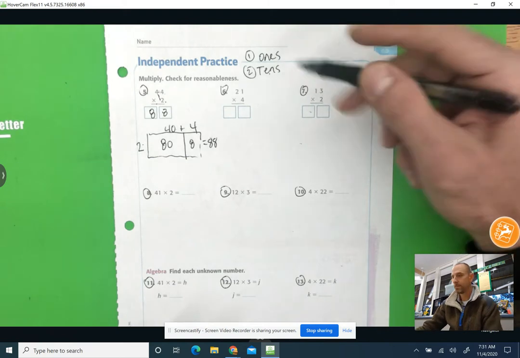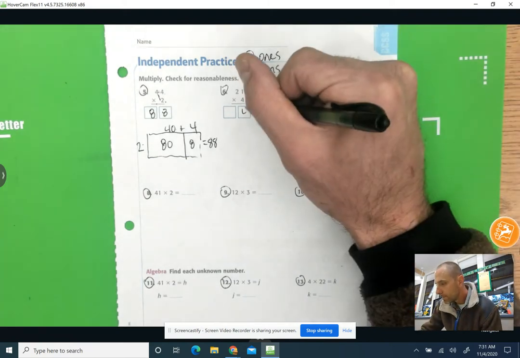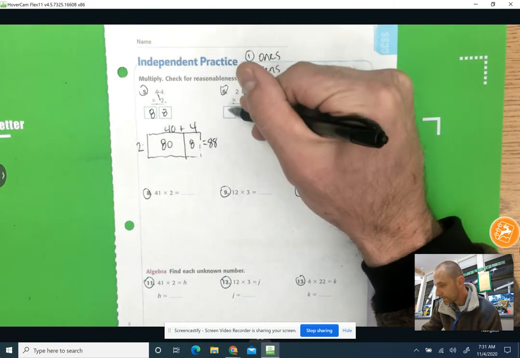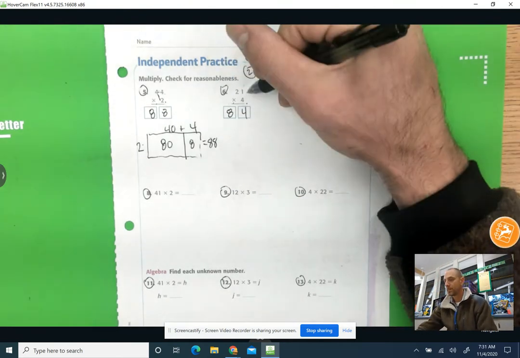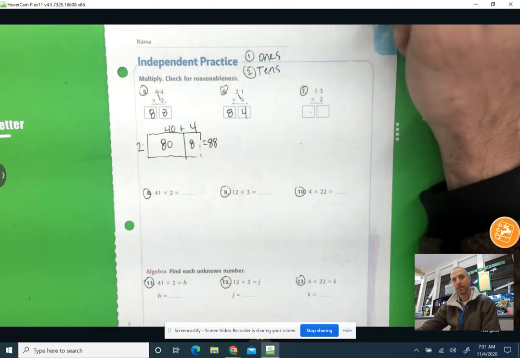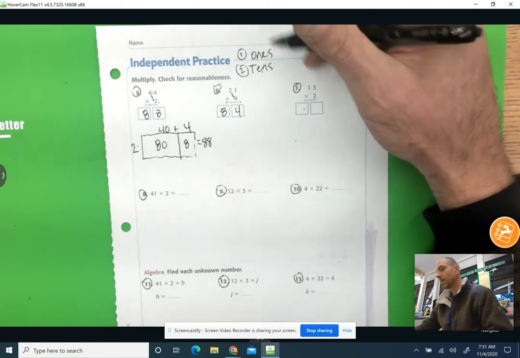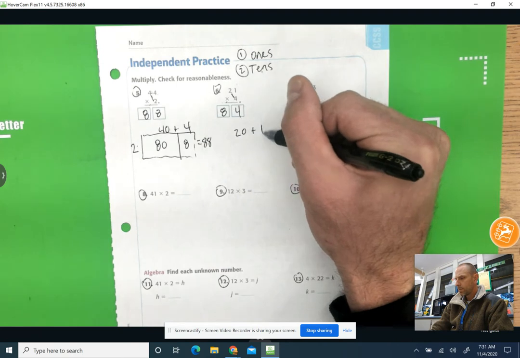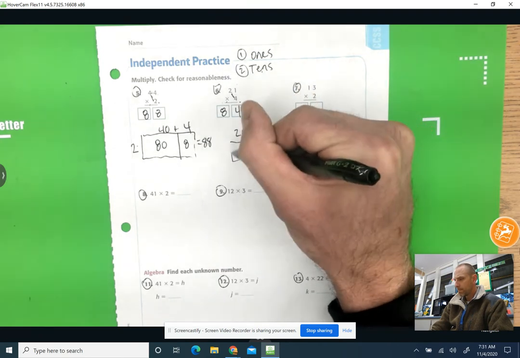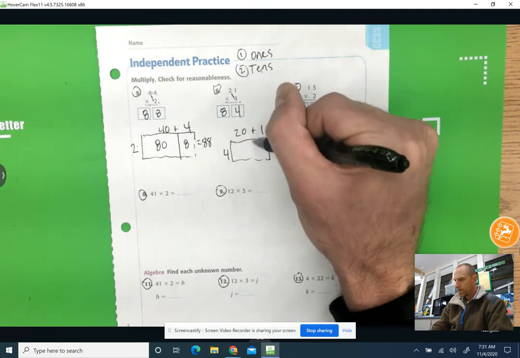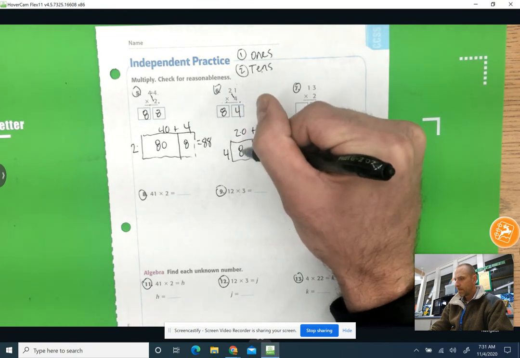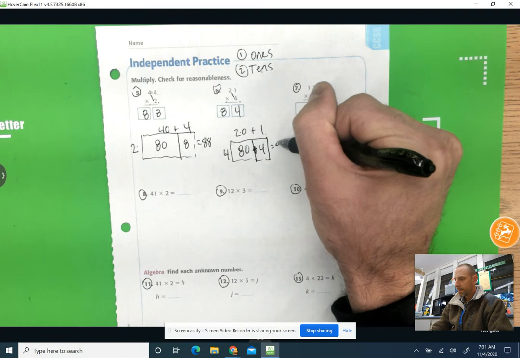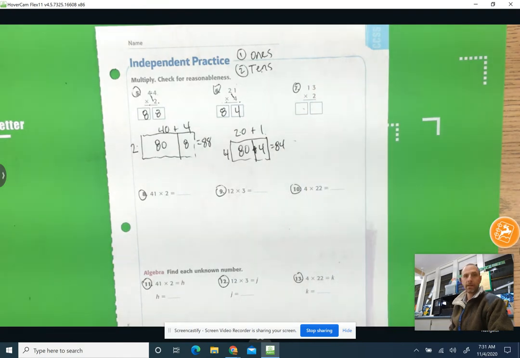Ones place first. 1 times 4 is 4. 2 times 4 is 8. Multiplying diagonally when you multiply this, tens place. Let's check for accuracy. I've got 20 plus 1. 4 times 20 is 80. 4 times 1 is 4. Add them together. 84 is your final answer.